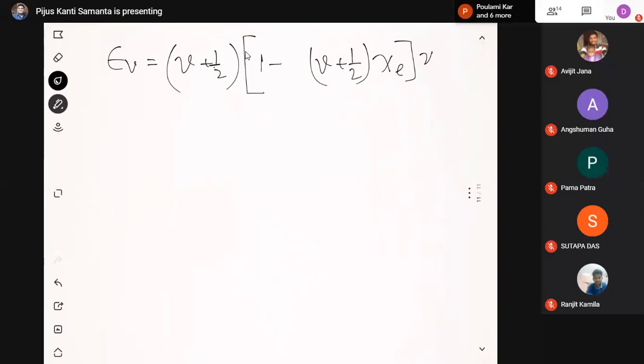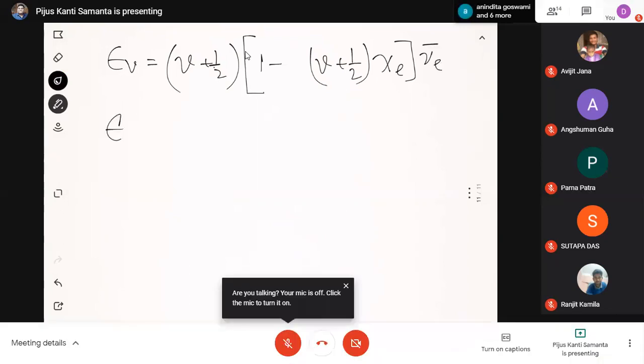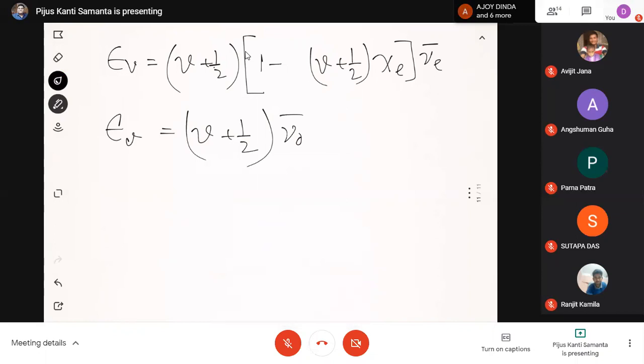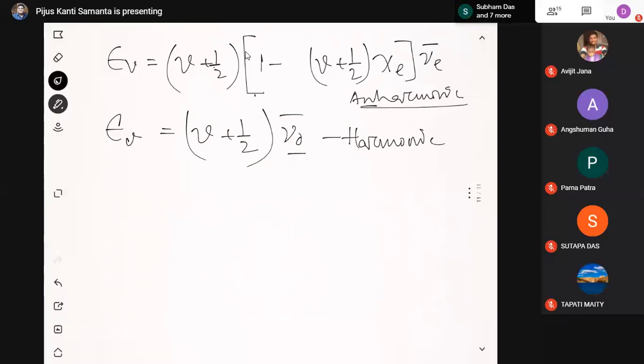Now equate this equation with the case of the one dimensional simple harmonic oscillator. In the one dimensional harmonic case, you have v plus half mu0 bar, and this is the case of anharmonic. So we compare. If we equate these two equations and assume that these two energies are equal, then we get this mu zero as this one times mu e.